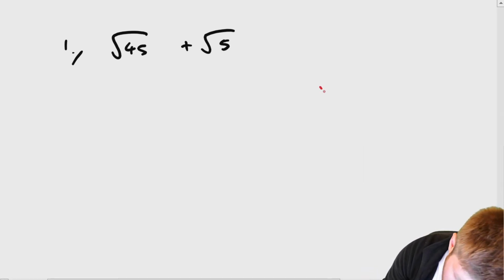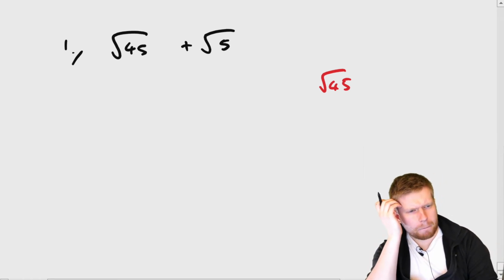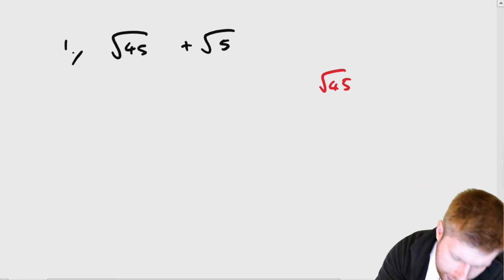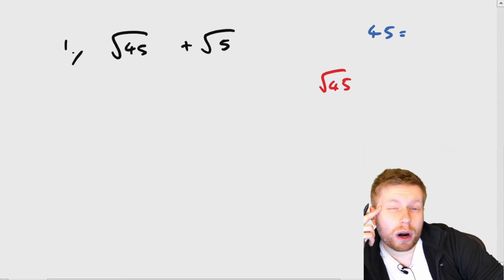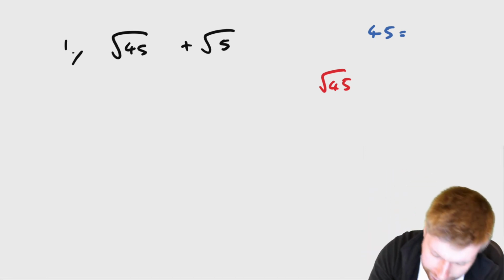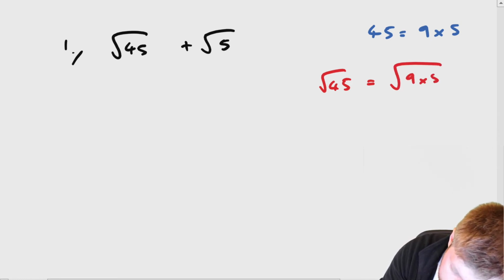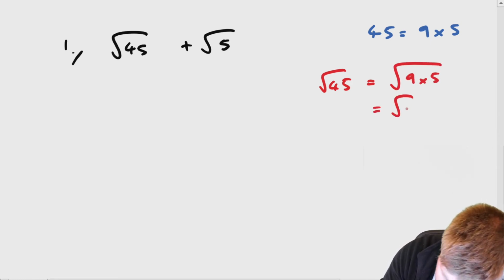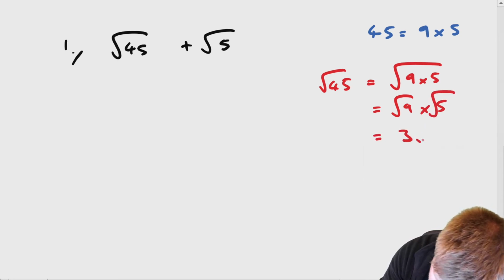So have a look at square root of 45. Let's see if we can simplify this down. Can you think of two numbers which multiply together to make 45, where one of them is a square number? I think 9 and 5 would work. So I could write square root of 45 as the square root of 9 times 5, which I could break up into square root of 9 times square root of 5. Square root of 9 is 3, and then I've got the square root of 5.